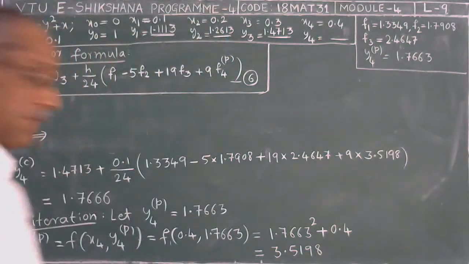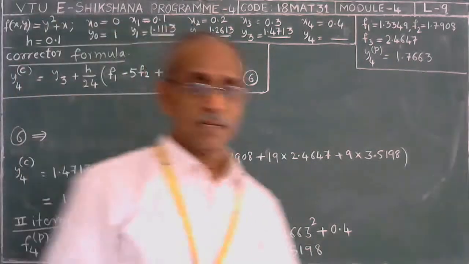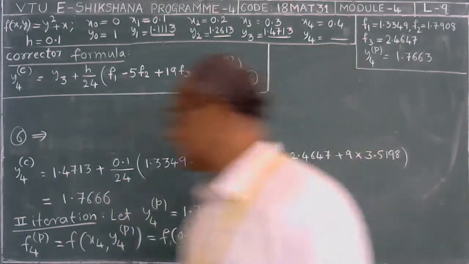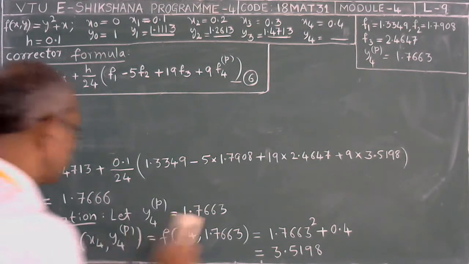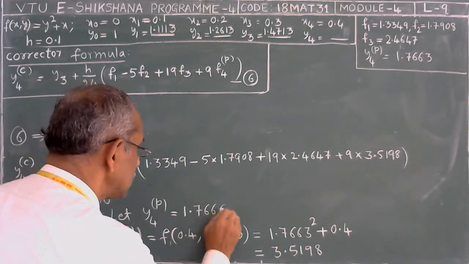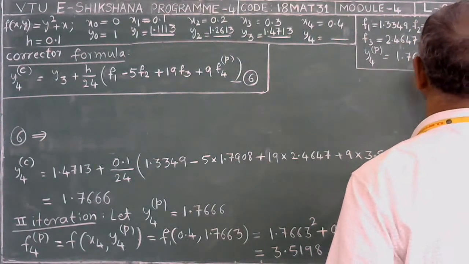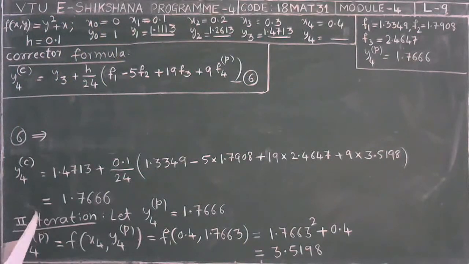To arrive at the solution after carrying out two iterations, I have to consider the second iteration. For the second iteration, what we have to do? We have to consider Y4P as 1.7666. So my new Y4P is 1.7666. Now calculate F4P for this one.